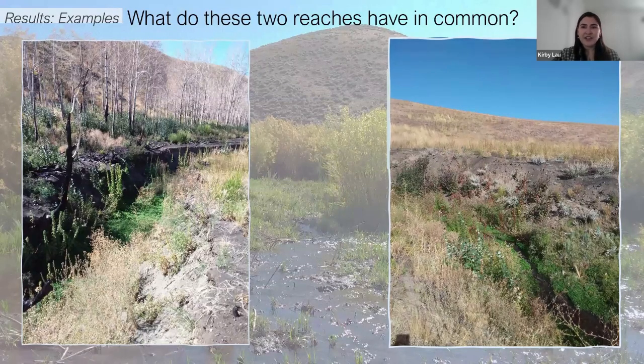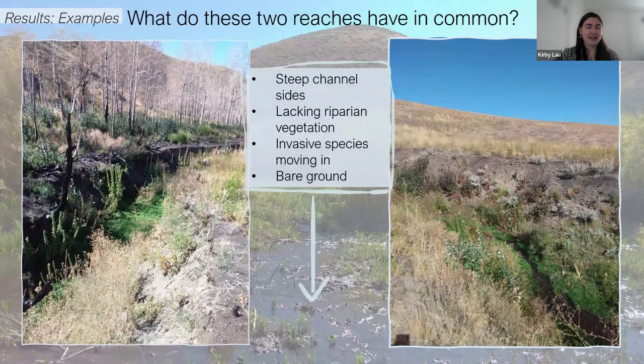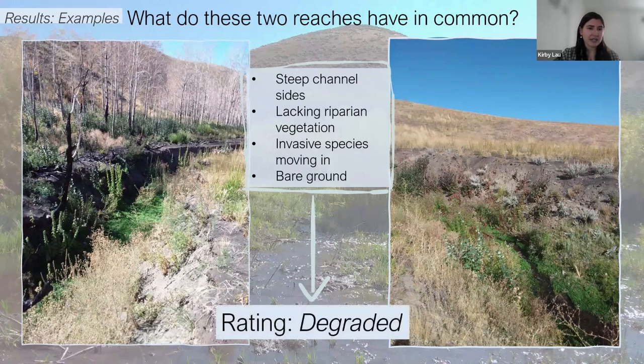And then finally, here's another quick example. You might notice that these reaches have some pretty severe erosion going on. They have invasive species moving in, and they're lacking in terms of riparian species, true riparian species, and that includes woody riparian species. And because they show signs of both channel and vegetation impairment, we rated them as degraded.